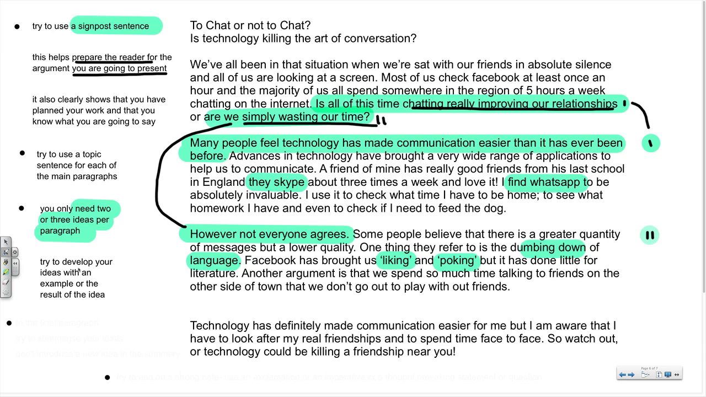This next point is very important. Try to develop your ideas with either an example or the result of the idea. So we have, I find WhatsApp to be absolutely invaluable. That's the idea, and then we expand on the idea by giving an example. In fact, we give 3 examples. This is a very simple way of developing your ideas so that you actually produce more written work. You have your idea and then you develop it. You give an example, you give an explanation, you show the result of your idea.